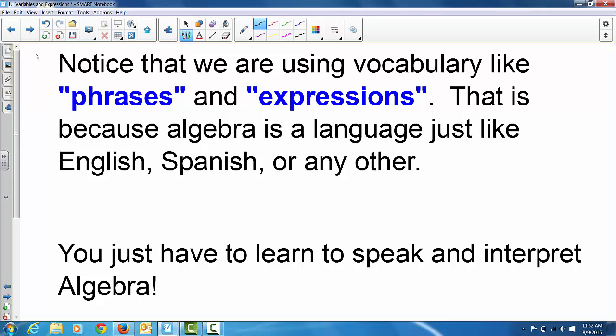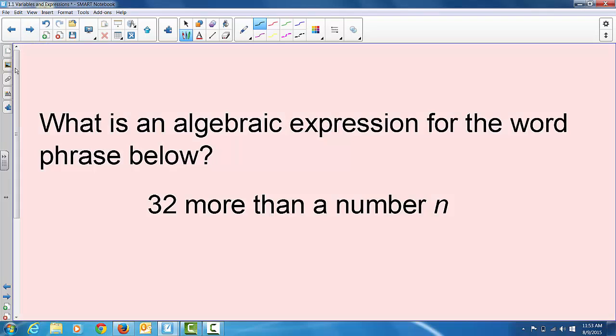Notice that we're using vocabulary like phrases and expressions. That's just because algebra is a language just like English or Spanish or any other language. You just have to learn to speak and interpret algebra. So learning the vocabulary of algebra is very important. Now we're going to start translating words into algebra. What is an algebraic expression for this word phrase?